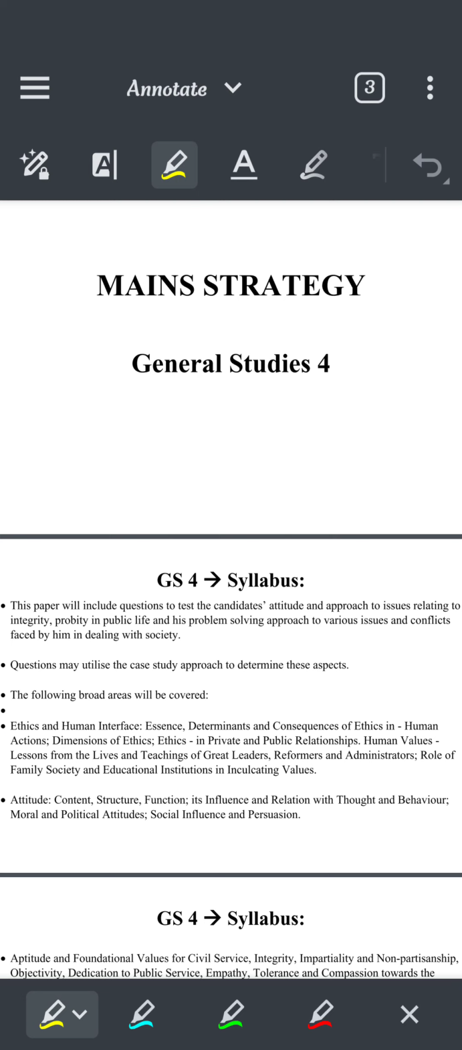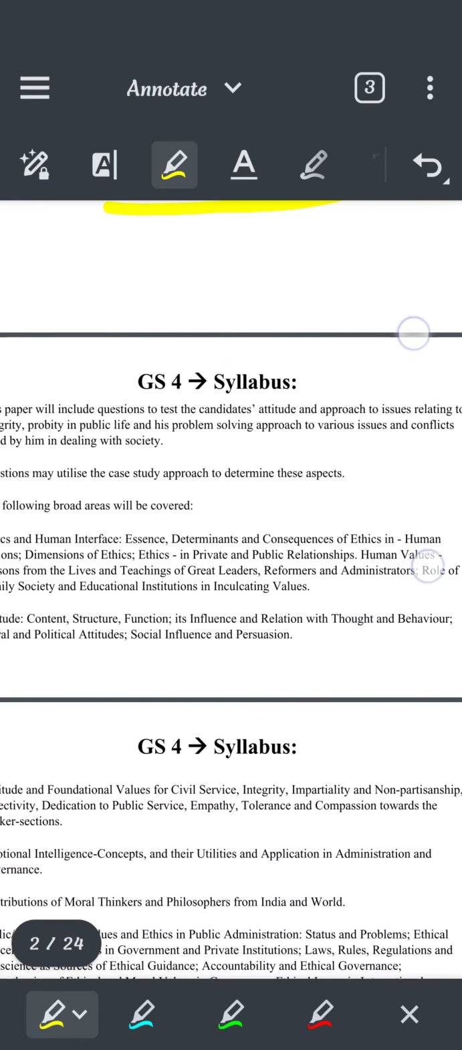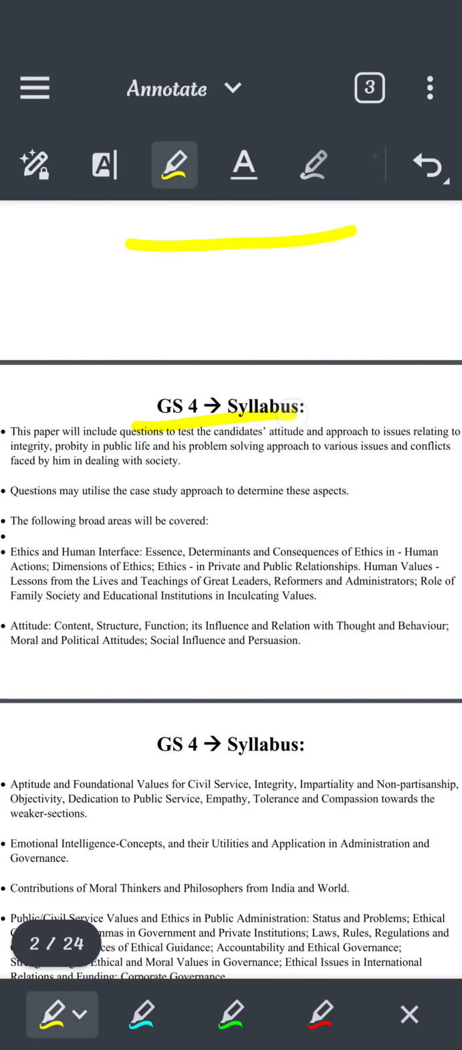In this video, we will discuss the mains strategy for General Studies Paper 4, which is Ethics, Integrity and Aptitude. So, let's first discuss the syllabus of GS Paper 4. This paper will include questions to test the candidate's attitude and approach to issues relating to integrity, probity in public life, and his problem-solving approach to various issues and conflicts faced by him in dealing with society. Questions may utilize the case study approach to determine these aspects.